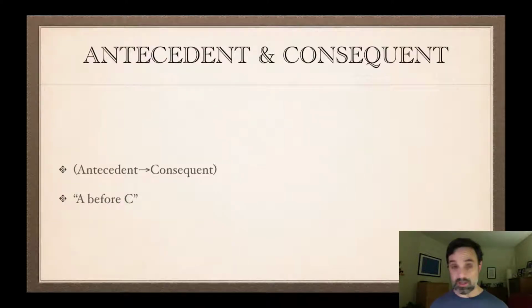One last piece of terminology. In talking about conditionals, we often want to refer to their different pieces. The part that comes before the arrow is called the antecedent. The part that comes after the arrow is called the consequent. You want to remember those two words because I will often say antecedent or consequent, and you want to know what I'm talking about. So how do you remember them? Remember that A comes before C in the alphabet. The antecedent comes before the consequent in the left-to-right order of the conditional.